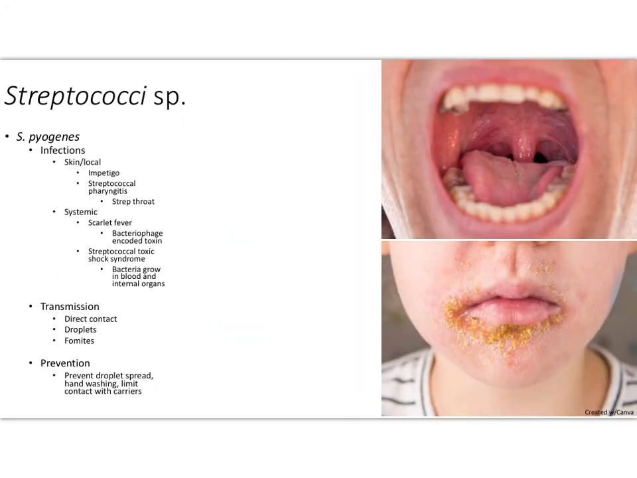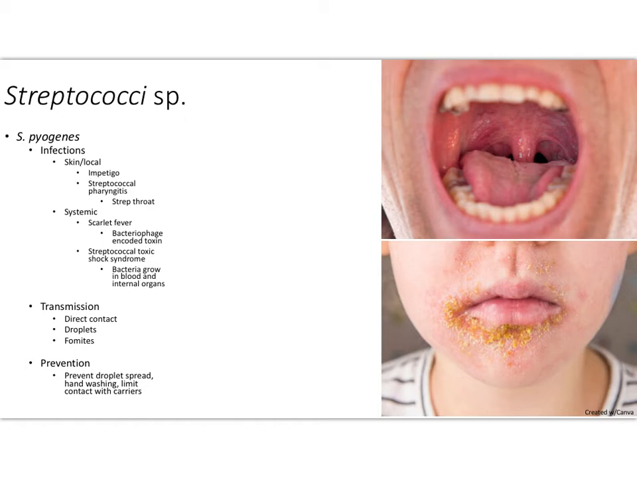Now, in terms of the specific infections this type of strep tends to cause, most of them are divided into kind of two categories, either the skin or local infections or the systemic infections. For skin and local infections, one of the most common ones is called impetigo. That is the one here at the bottom that you're seeing around this child's mouth. It's very common in younger children.